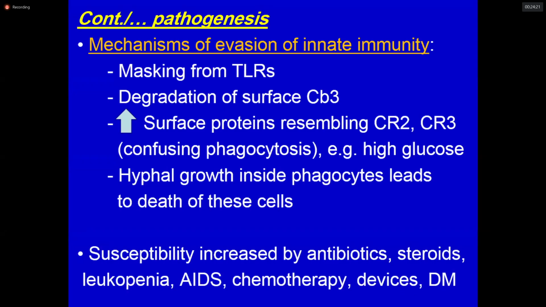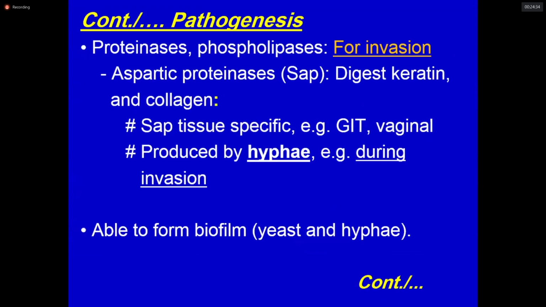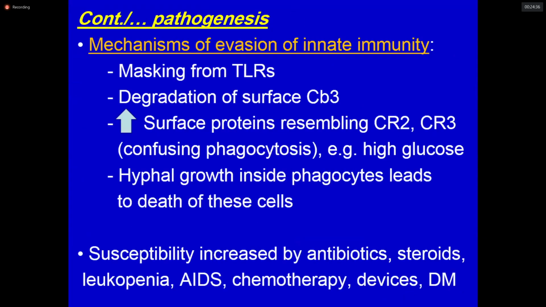This can be induced by high glucose, for example, hyperglycemia. Remember, the receptor that I have talked about is glucomannan for attachment. So there is confusion between the phagocytic cell receptors and the glucomannan of the Candida. That is why there will be misleading of phagocytosis, which will be inhibited, of course.